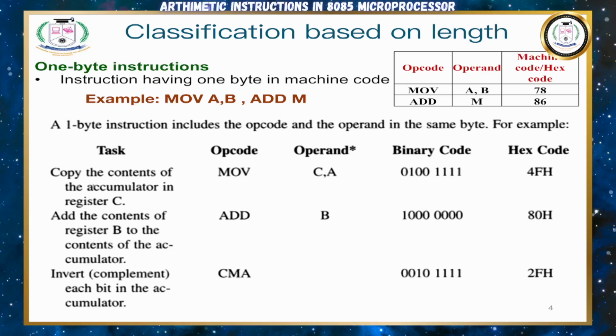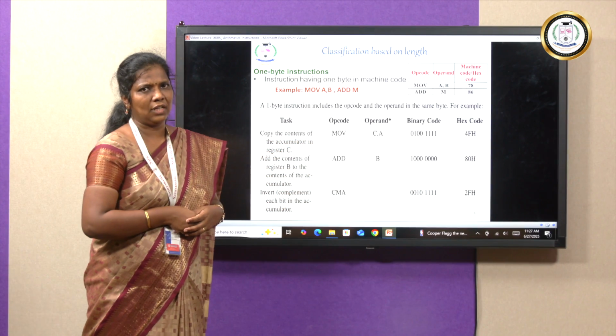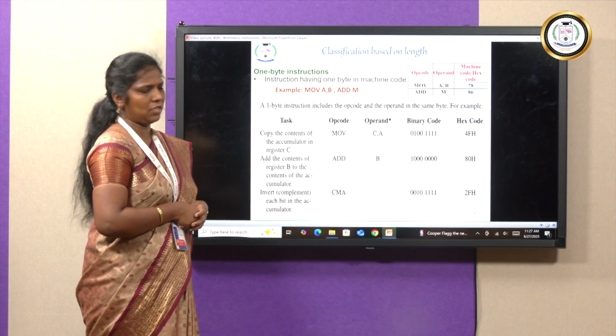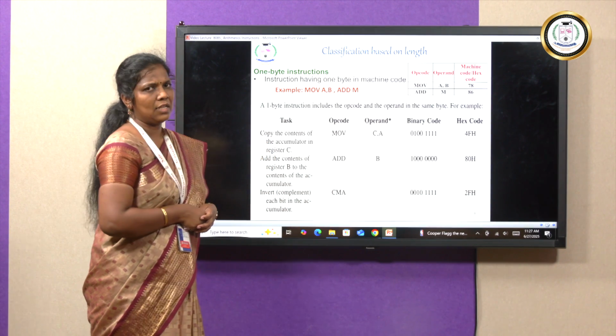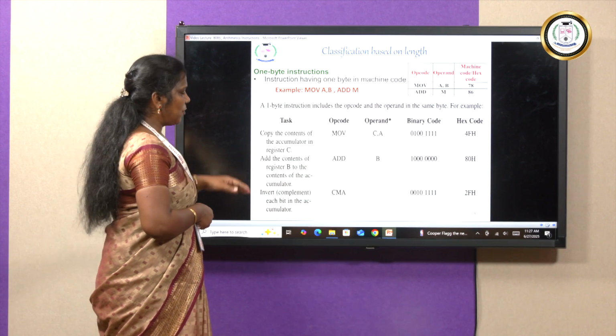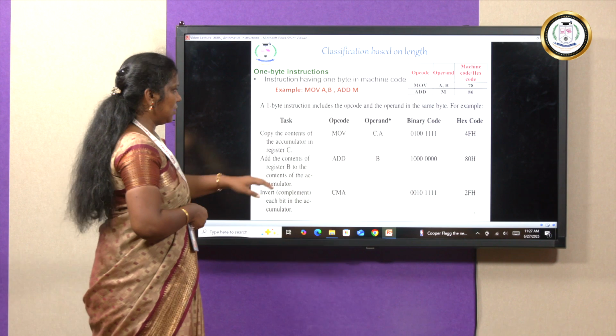Similarly, ADD B means the content of register B is added with the content of the accumulator and the result is stored in the accumulator. The hex code for ADD B is 80H, and again only 1 byte is used here. Similarly, CMA complements the content present in the accumulator. All this type of instruction has only one hex code, which is 1 byte instruction.